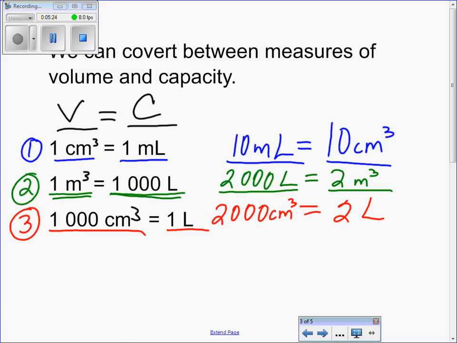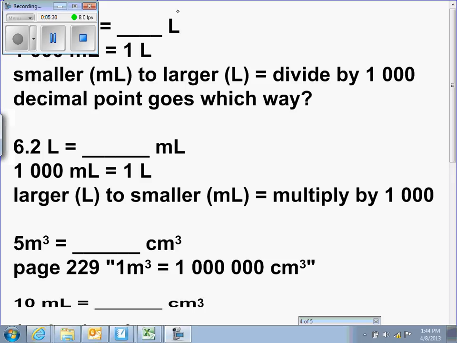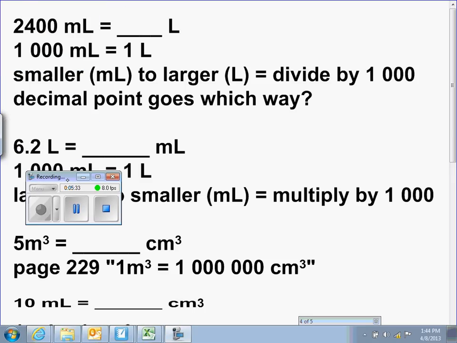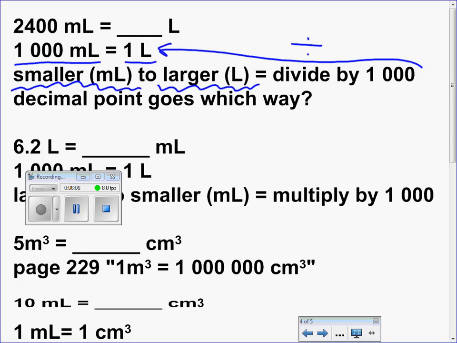So let's practice converting between these. If I have 2,400 milliliters, how many liters is that? And remember that there are 1,000 milliliters in 1 liter. And think back to our multiplying and dividing by 10 days early in the school year. When we move from a smaller unit of measurement, such as milliliters, to a larger unit, such as liters, we divide by 1,000. And in this case, we're dividing by 1,000 because there are 1,000 milliliters in 1 liter.